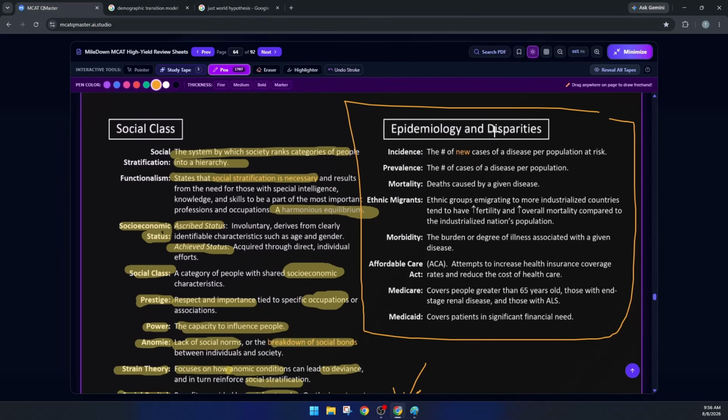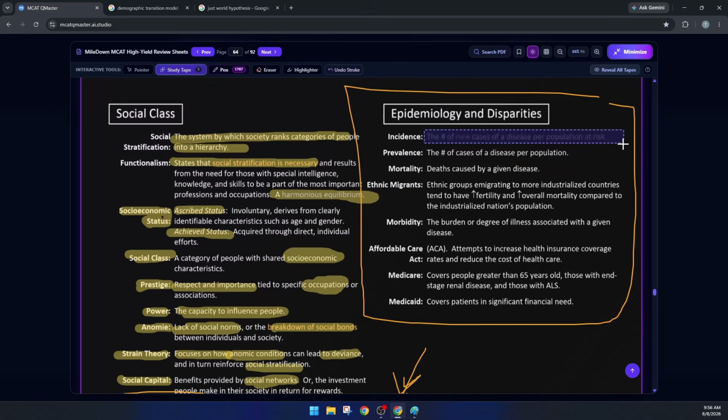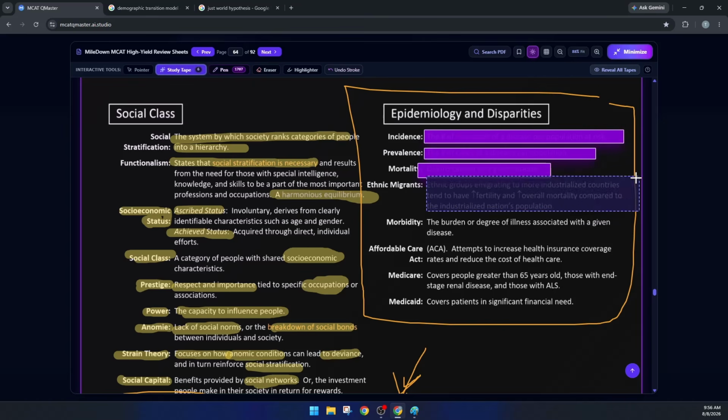So epidemiology and disparity. So what is incidence? Incidence means the number of new cases of disease per population at risk. Prevalence is the number of cases of disease per population. Mortality is deaths caused by a given disease. Ethnic migrants are ethnic groups immigrating to more industrialized countries, and they tend to have higher overall mortality and fertility. Morbidity is the burden or degree of illness associated with a given disease.